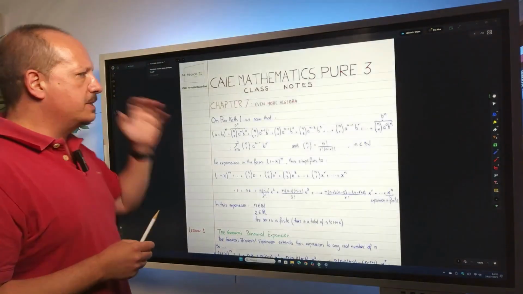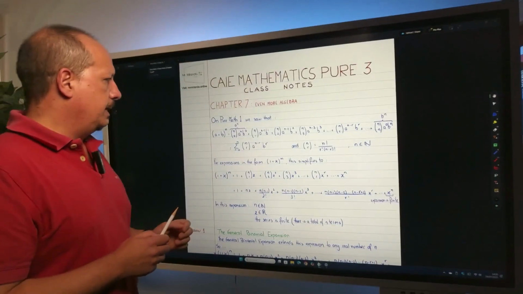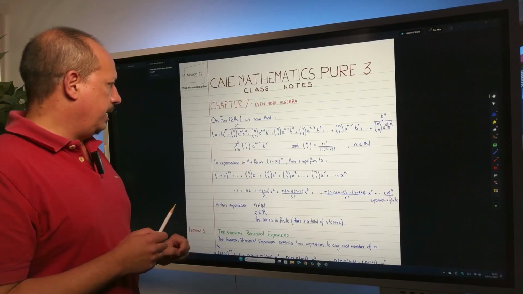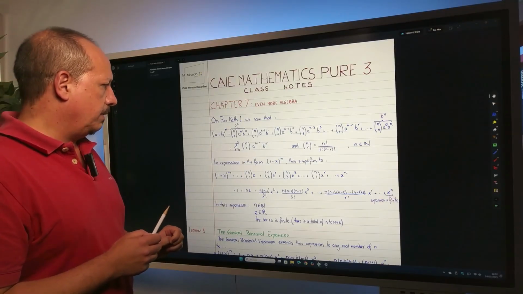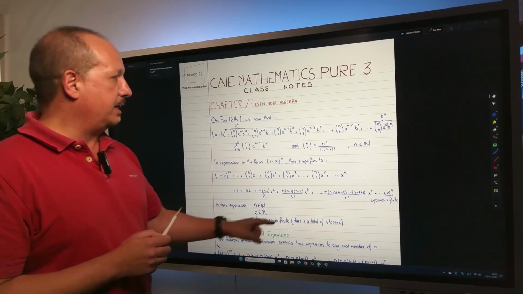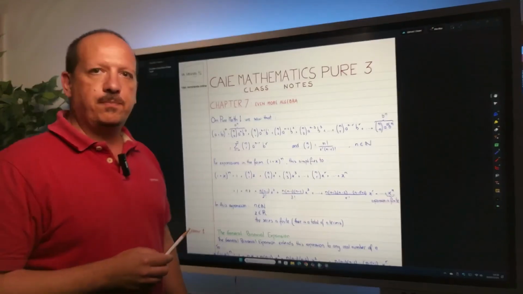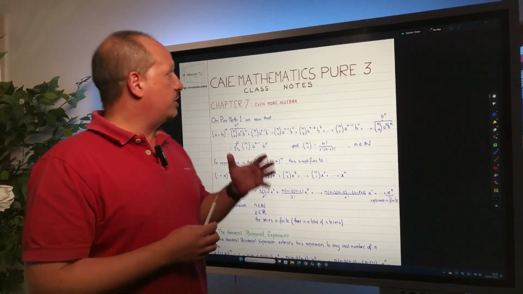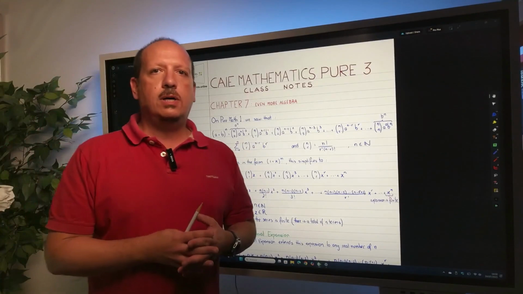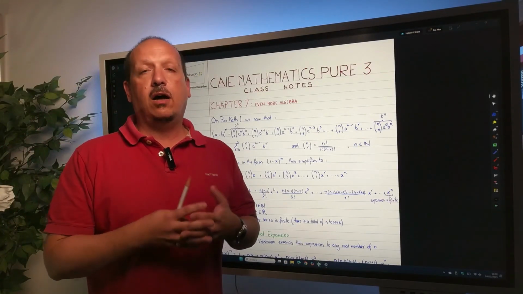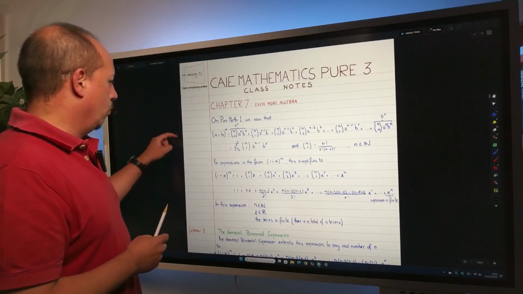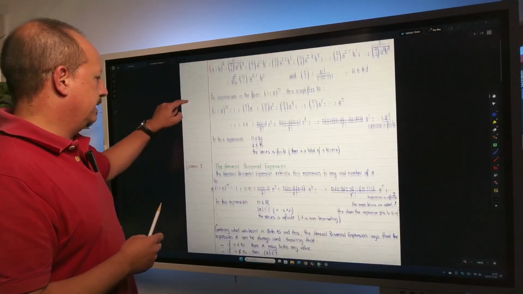What were the circumstances in which this could be used? This could be used every time N was a natural number, and the series is finite. That is, it ends at a particular place. This topic, this chapter, is going to explore this and will allow you to expand binomials in other situations, particularly when you have fractions.